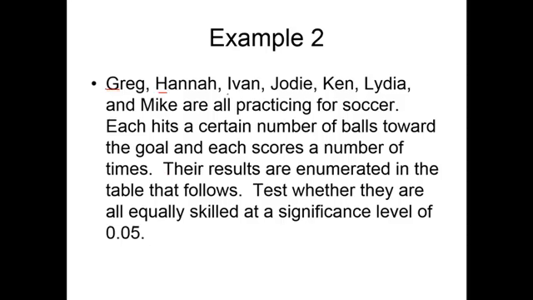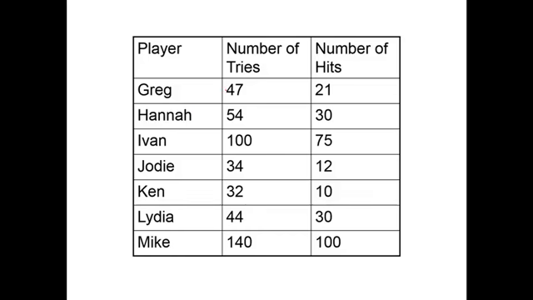Greg, Hannah, Ivan, Jody, Ken, Lydia, and Mike are all practicing for soccer. Each hits a certain number of balls towards the goal, and each scores a number of times. Their results are enumerated in the table that follows. Test whether they are all equally skilled at a significance level of 0.05. Again, we have the number of times they tried here, and the number of times they hit here.